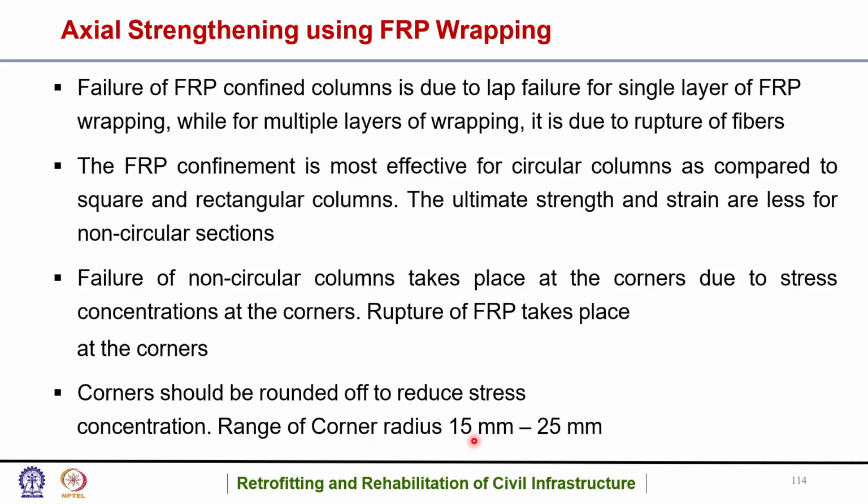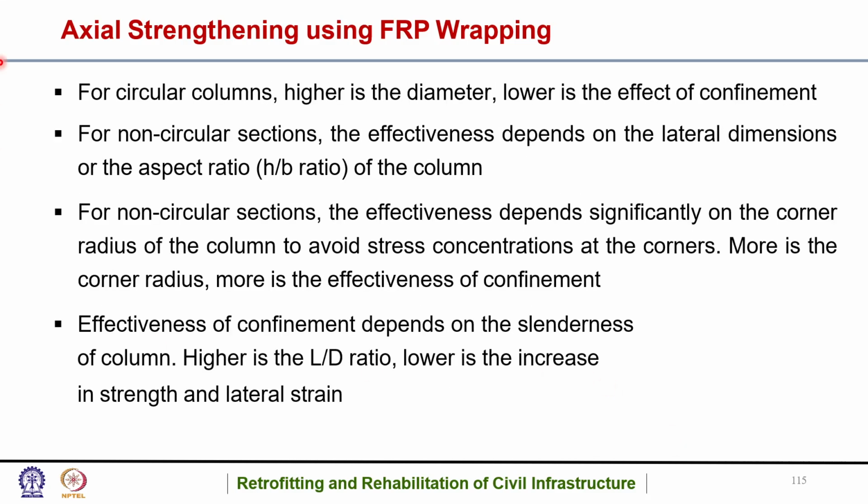Basically, the range of corner radius should be between 15 mm to 25 mm, so that will increase the effective confinement zone. For circular columns, the higher the diameter, the lower the effect of confinement. For non-circular sections, the effectiveness depends on the lateral dimensions or the aspect ratio, h by b ratio, of the column. It also depends significantly on the corner radius of the column to avoid stress concentrations at the corners. The more the corner radius, the more the effectiveness of confinement.